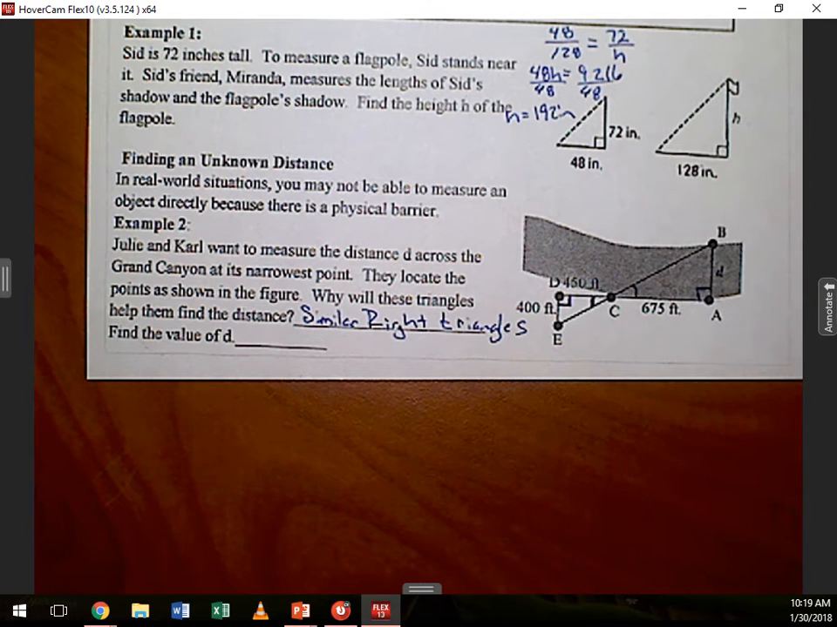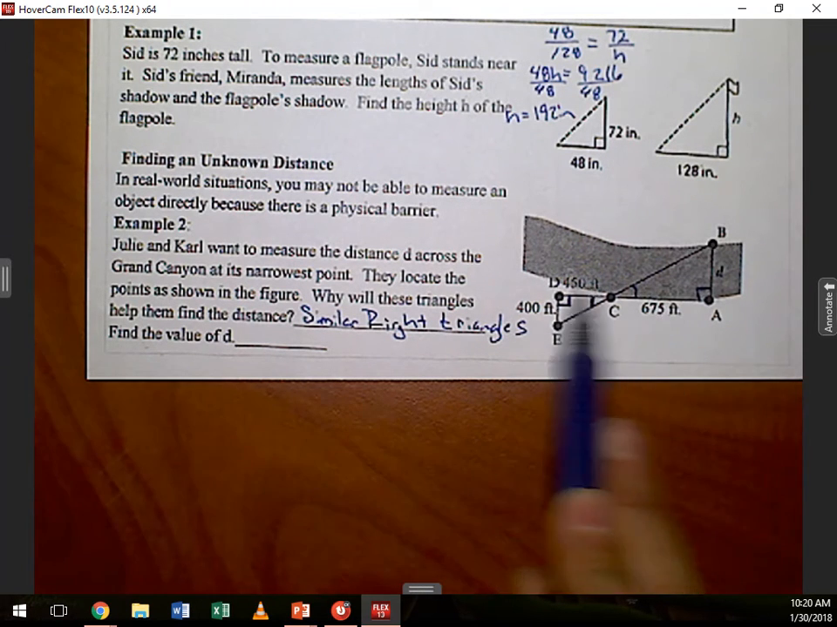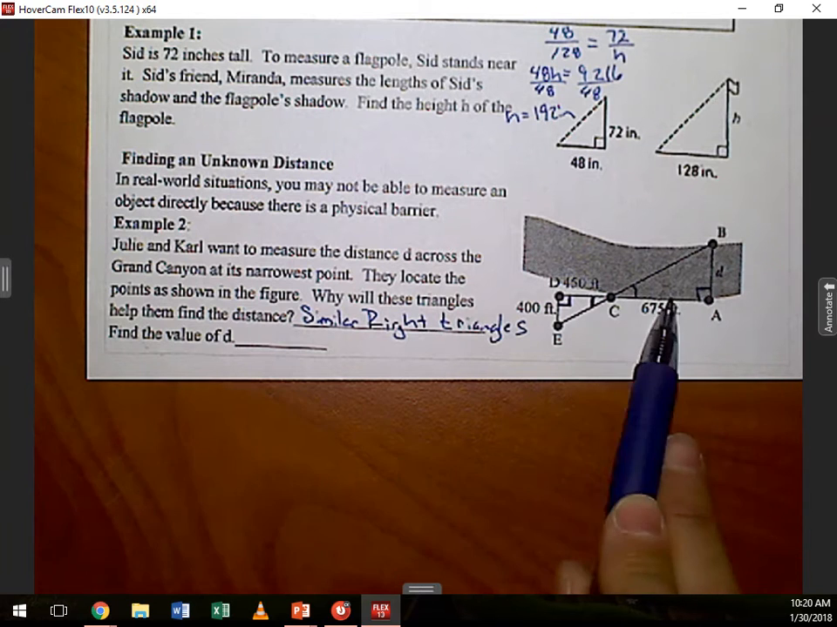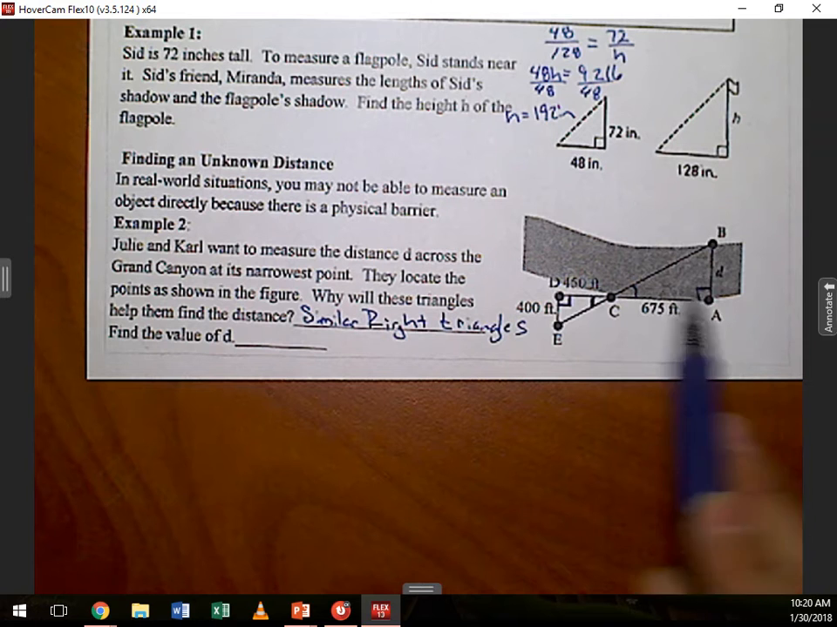All right, so now let's go through and try to find the value of D here. So let's go ahead and set up my problem. Start with what I know. What corresponding sides do I know? Wouldn't it be 450 and 675? Very good. 450 and 675, right? Those two sides are corresponding. They're going together. 400 going this way will go with D over here, right? Yeah. So start with what I know.